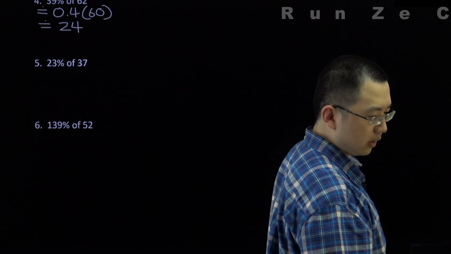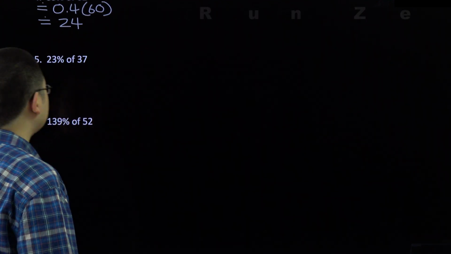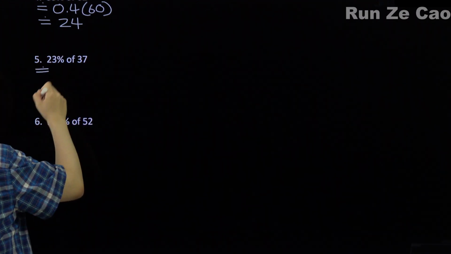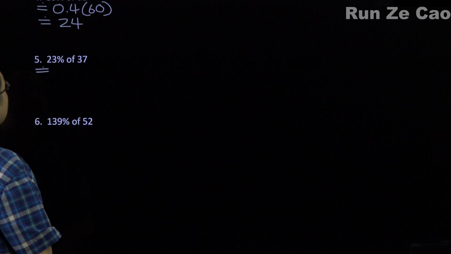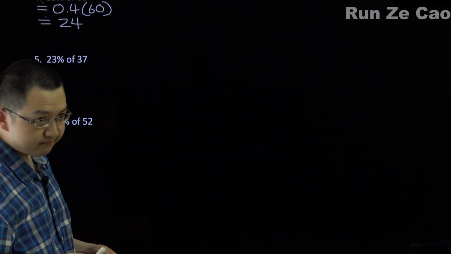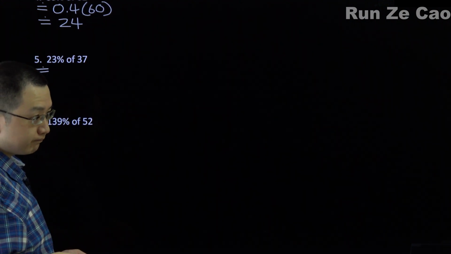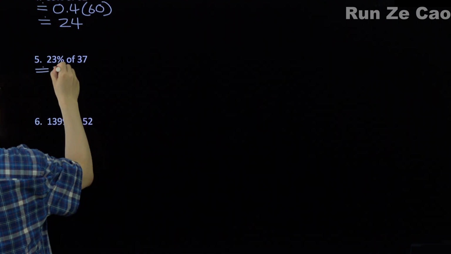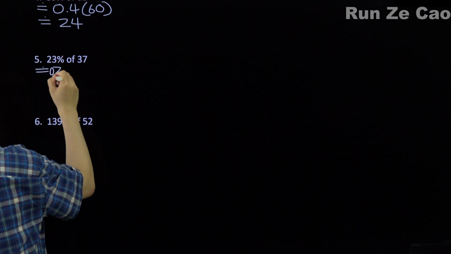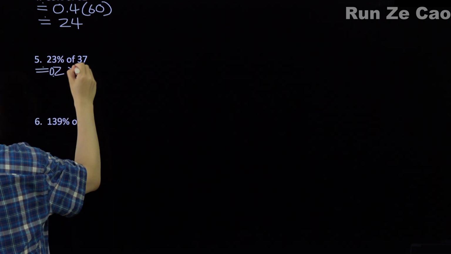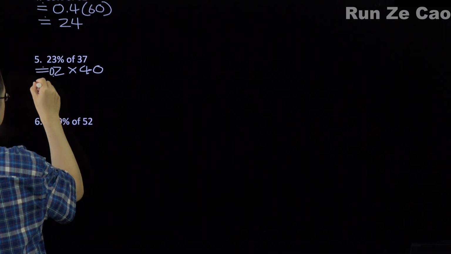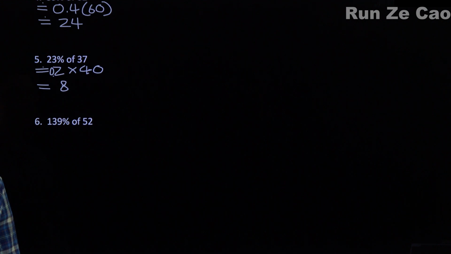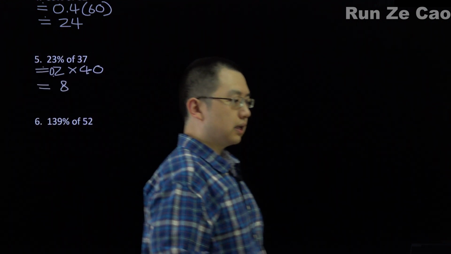Okay, 23% of 37. You can approximate this with 25% of 36, or you can go for 20% of 40. 0.2 times 40, which would give you 8.